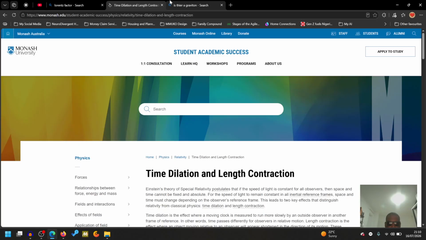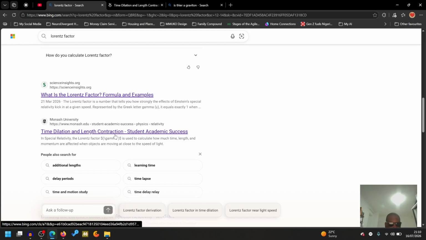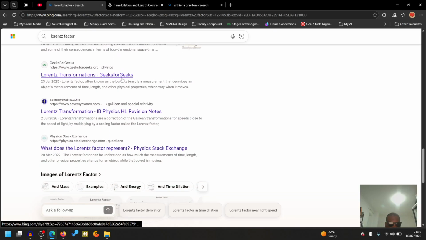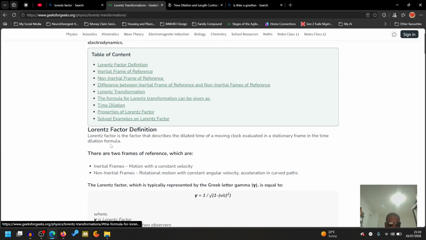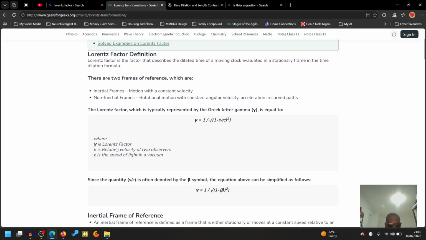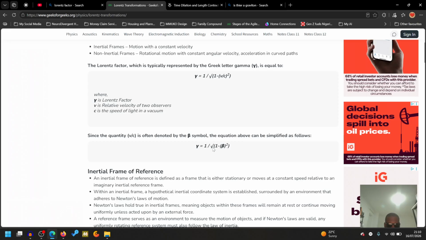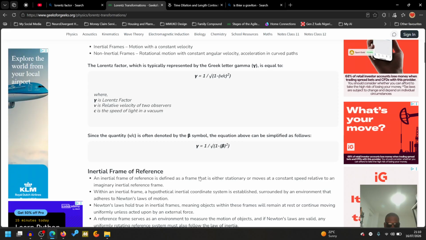Am I referring to two systems? Okay, I'm going to speak about these things better. Lorentz transformation. Initial frame of reference.